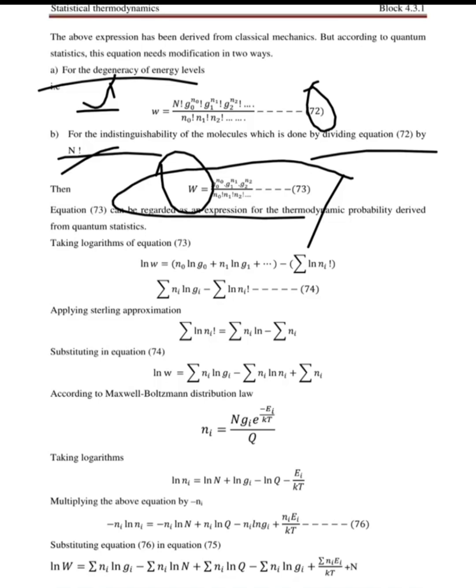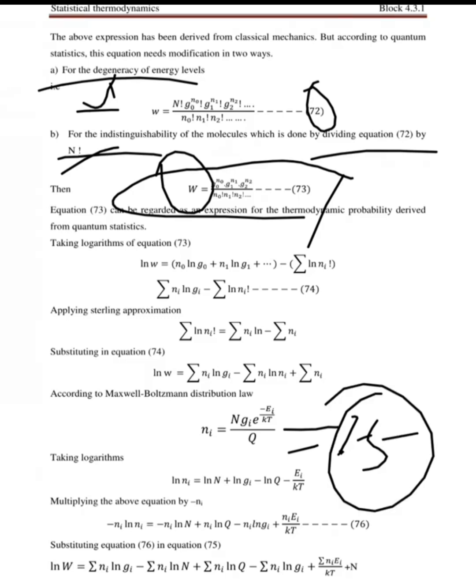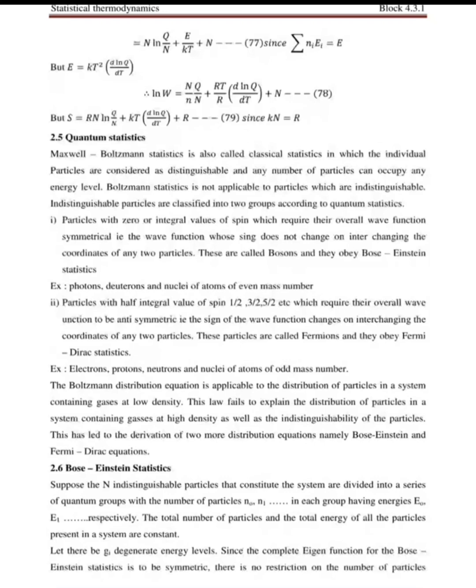Yes, this one. So further we'll get, having substituted, N ln of q divided by N plus E divided by kT plus N. That is equation 77. Further, we replace E with kT square into d ln of q by dT. So that we are going to replace in equation 78 with the value of E. So this is the evaluation of molar entropy.